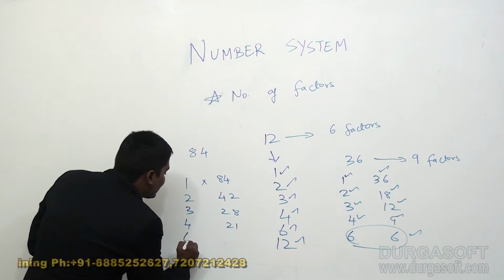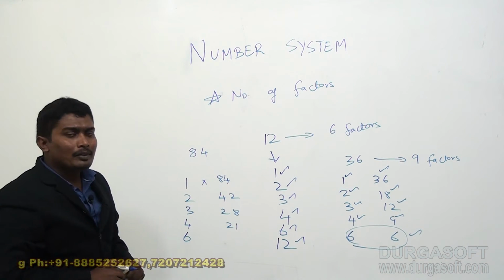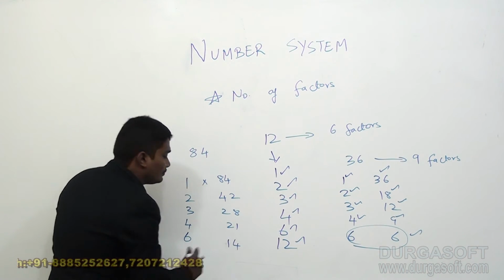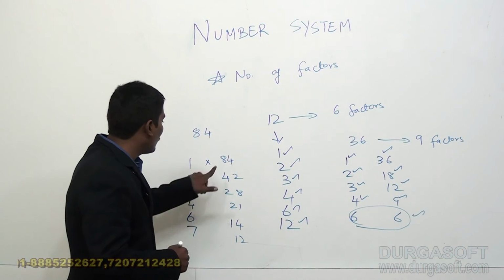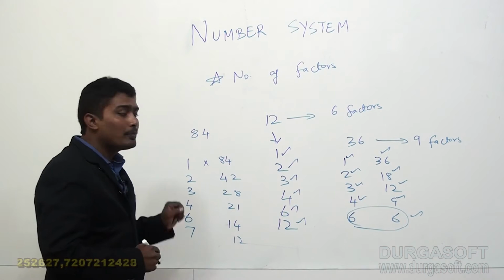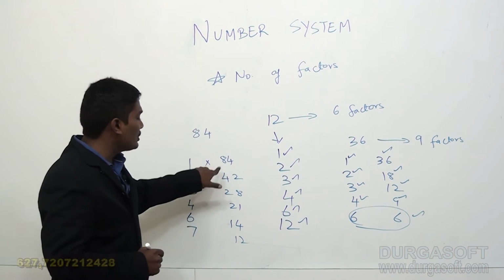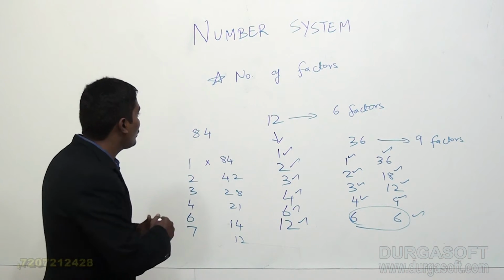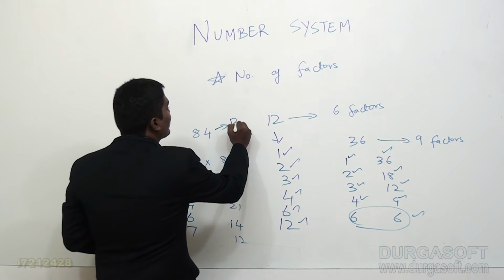So I will write sixth table. Can I divide it by sixth table? So 6 into 14. So here this number 84 has got 1, 2, 3, 4, 5, 6, so 6 pairs of factors. Every pair has 2 numbers. So 6 into 2, which gives 12 factors. This number 84 has got 12 factors.